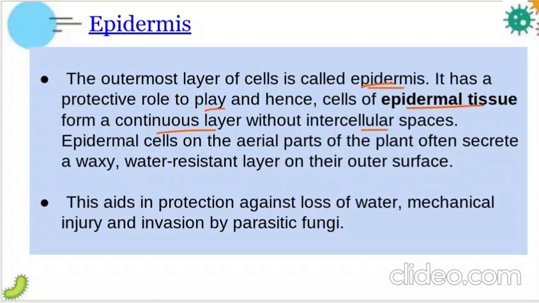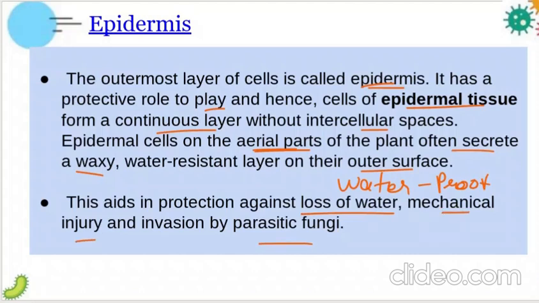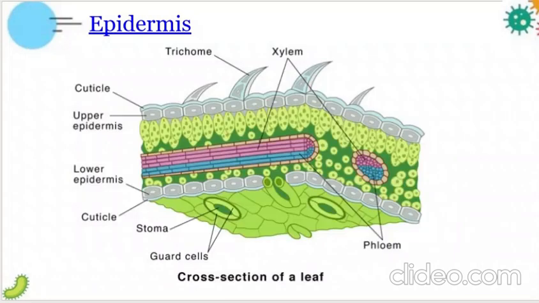Now, epidermal cells on the aerial parts of the plant often secrete a waxy, water-resistant layer which makes them waterproof. Basically, this epidermis makes them waterproof. Now, what happens when it's waterproof? It helps in protecting against water loss, mechanical injury, or any parasitic fungal attack. Now, if you see a cross section of a leaf, you have an upper epidermis and a lower epidermis. They are in a sheet kind of format, and they do not have any intercellular spaces, isn't it? So that is the main thing.